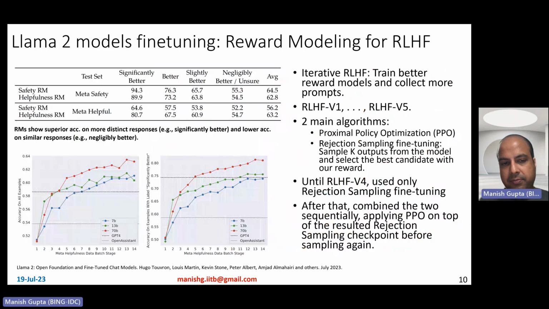Now, of course, reward models can also be evaluated on the other test set. For example, you can take the safety reward model and evaluate on the Meta safety test set, or the helpfulness reward model and evaluate on the Meta safety test set, right?